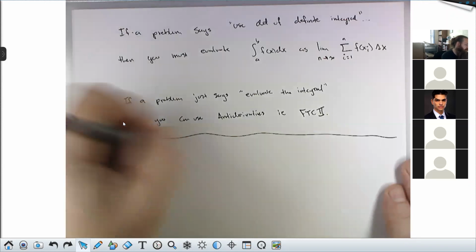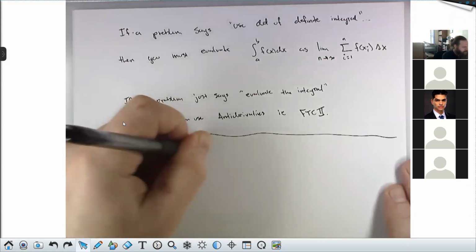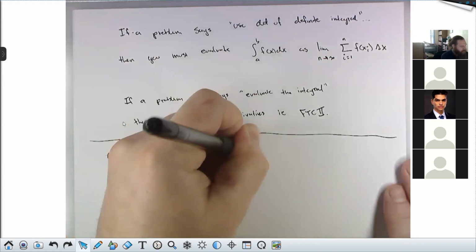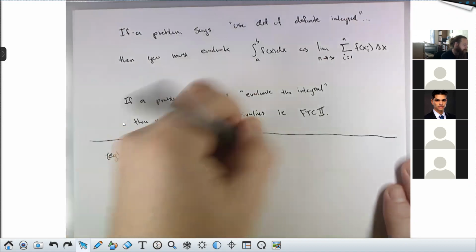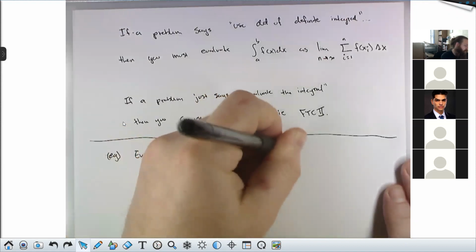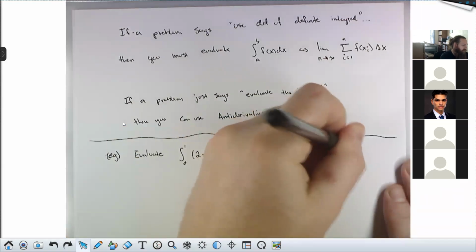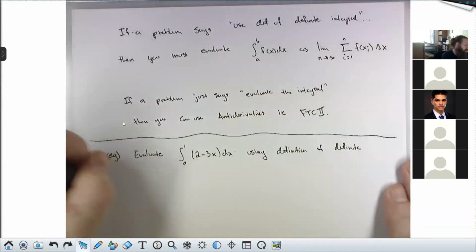Evaluate the integral from 0 to 1 of 2 minus 3x dx using the definition of a definite integral.